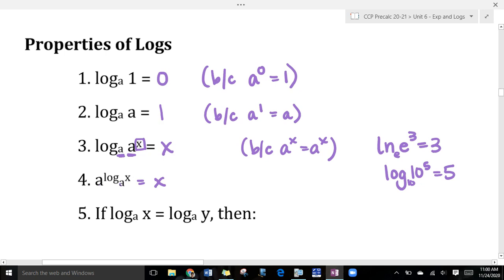the argument is. Okay? And then the last one, if two logs are equal to each other and they have the same base, can we just assume that the arguments are the same? Yes, we can. So if two logs are the same, and the bases are the same, then the arguments are the same.